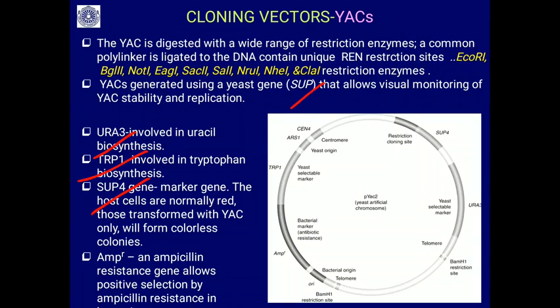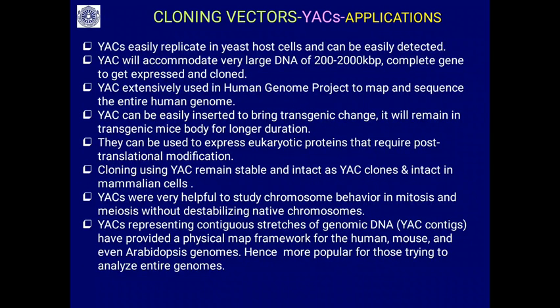Then similarly, you know what exactly AMPR is, that is the ampicillin resistance gene, that allows positive selection by ampicillin resistance in the bacteria. So what are the applications? This yeast artificial chromosome easily replicates in the yeast host cell and can be easily detected, and it can accommodate a large, the complete gene can be inserted and expressed.